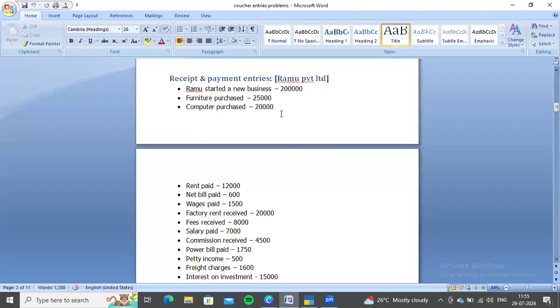First, Ramu started a new business with 2 lakhs, as Ramu invested capital in his own business. But from the business point of view, it is a receipt. So we enter all the transactions from the business point of view only. Here capital is the receipt to the business.